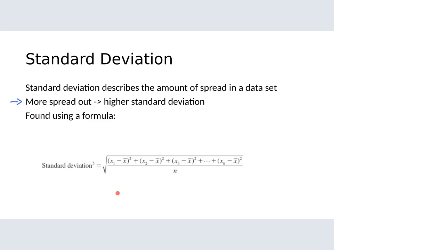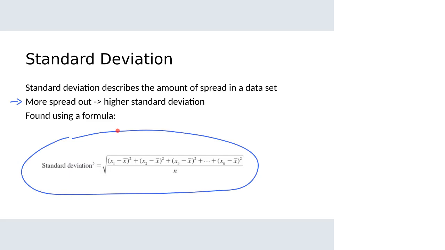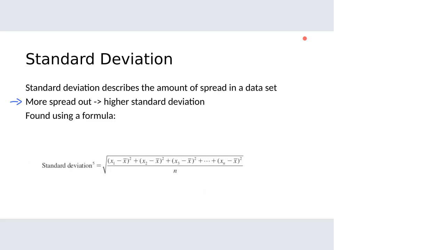And that formula looks like this. Now, at first glance, that's a little intimidating. So we're going to talk through every little piece of this formula. What we have here is the standard deviation is found by taking the square root of all that stuff. Let's take a look at that stuff.